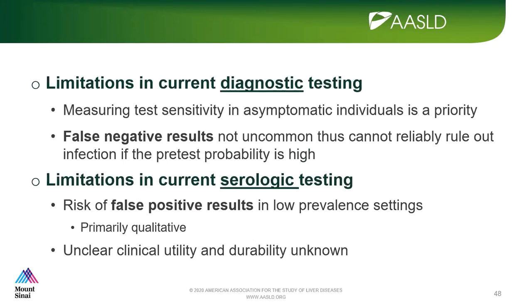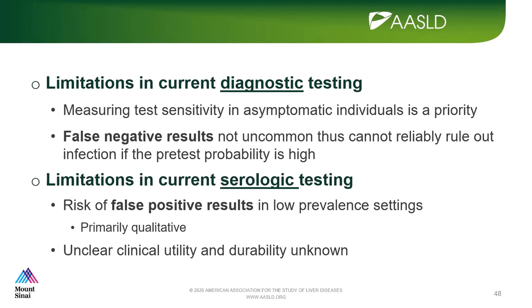So in summary, there are limitations, and I probably brought up more questions than we answered here, but limitations in the current diagnostic environment, which is really measuring the test sensitivity in asymptomatic or presymptomatic individuals, is an urgent priority. False negative tests, especially with high pretest probability, is not uncommon, so we can't reliably rule out infection if you have really high pretest probability.